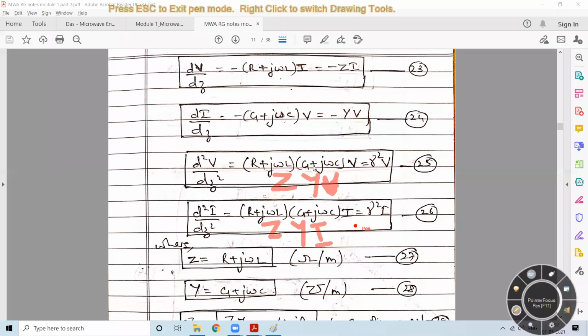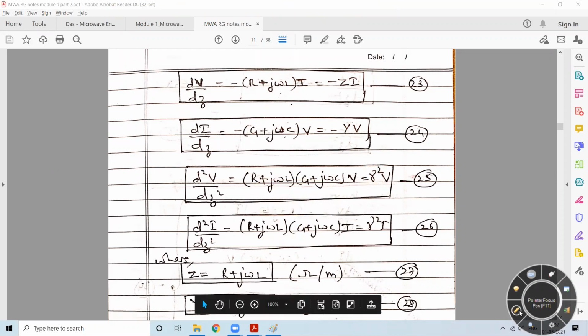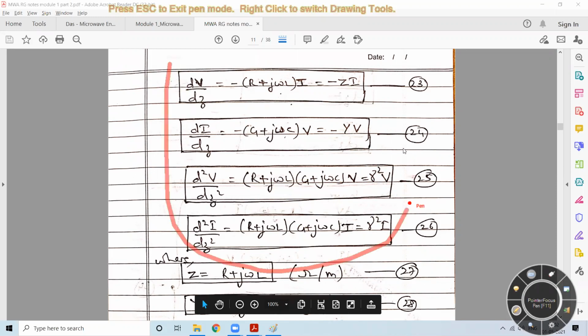Here Z into Y is actually equal to the square of the propagation constant. Therefore, it is replaced with γ² into V, and here it is γ² into I. We will also look at the derivation of how we obtain γ in terms of Z and Y. So these are the equations we have.